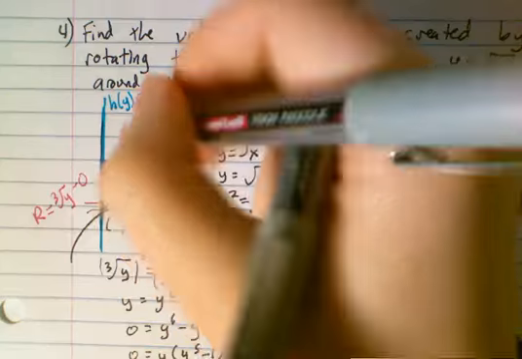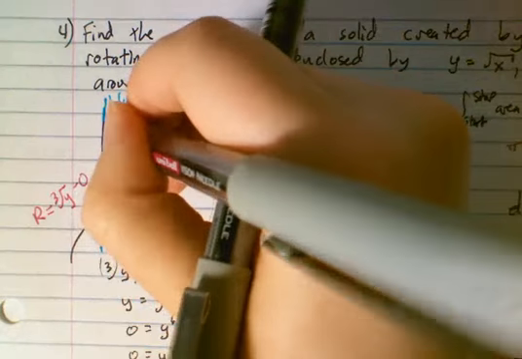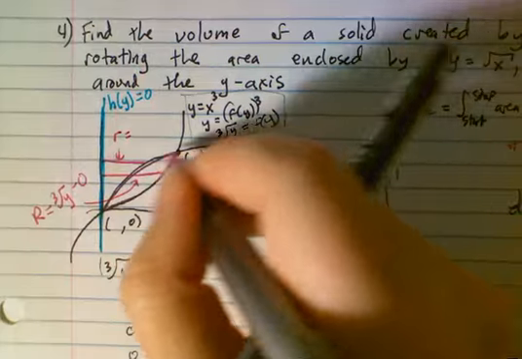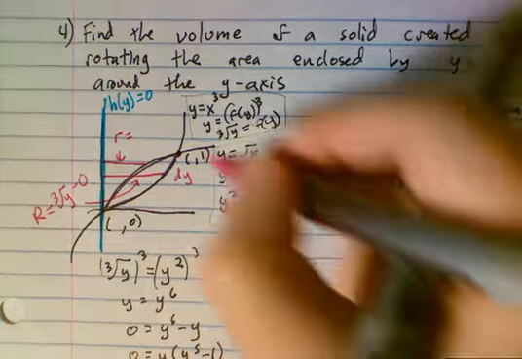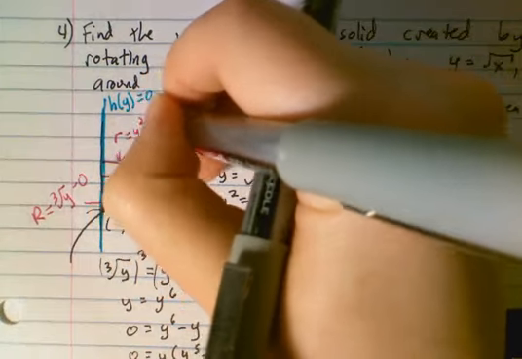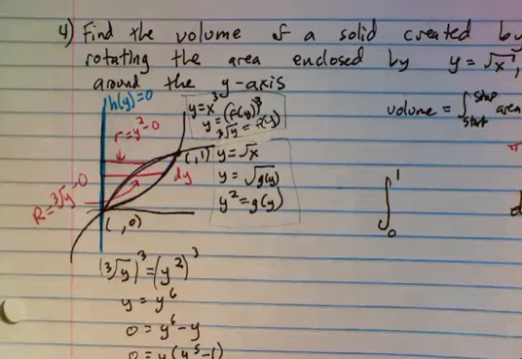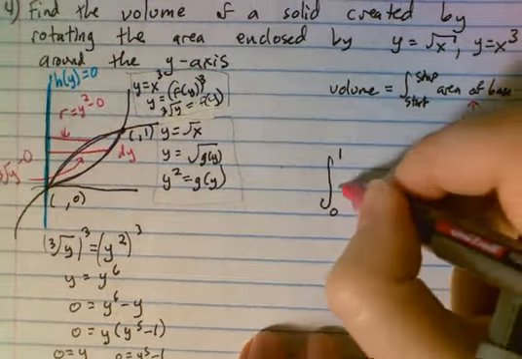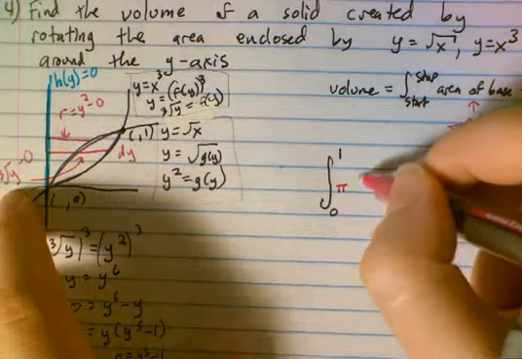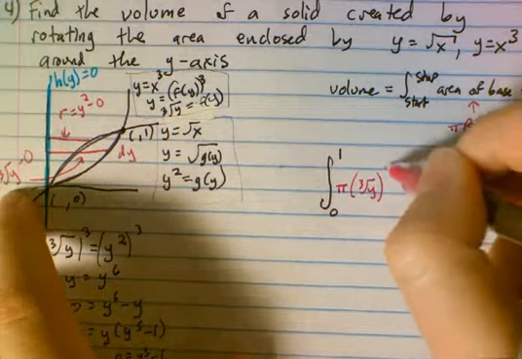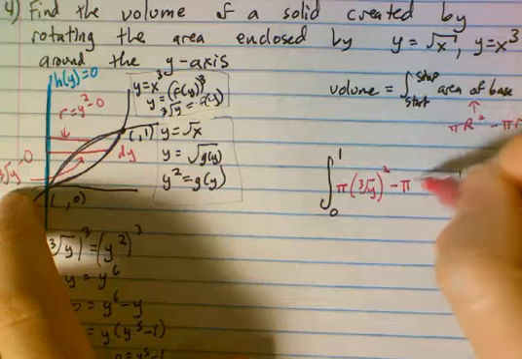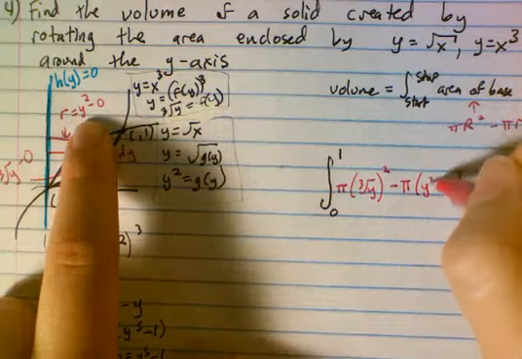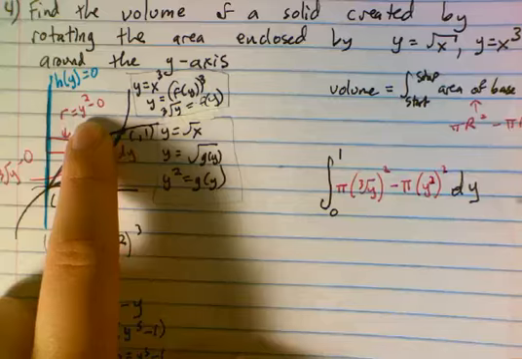And then for our little r, this is the piece that we're going to take away. So little r equals this one, which is y squared minus 0, or just y squared. So when I go and set that up, that's pi, big R squared is the cubed root of y squared, minus pi, little r is y squared, squared.